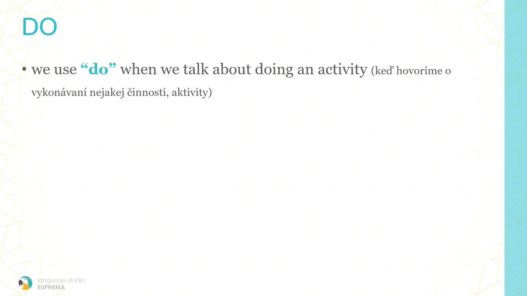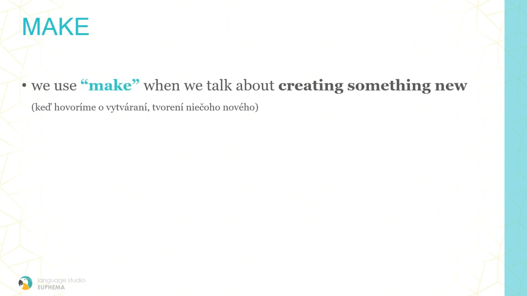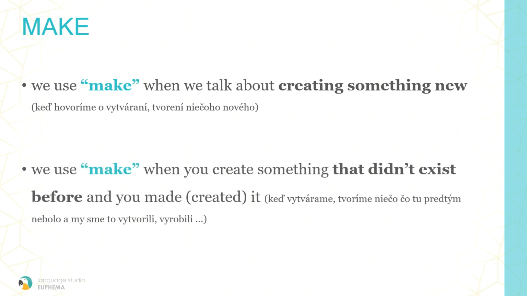We use do when we talk about doing an activity, and this is very, very important to remember. Doing an activity. So in this case, we don't create anything new. We don't create a new product or something. We're just doers of an activity. And we have make, and we use make when we talk about creating something new, on the other hand. So, for example, when we create something that didn't exist before, and we made it, we created it.